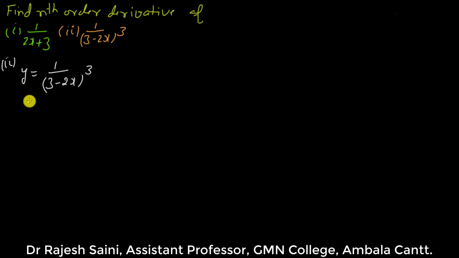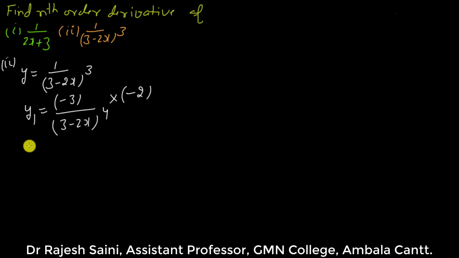So what I am going to do over here, I am going to differentiate both sides with respect to x. So what it will be? It will be minus 3. Fine. It will be 3 minus 2x raised to the power 4, and differentiation of 3 minus 2x you know is nothing but minus 2. I am going to differentiate it one more time. It will be minus 3.